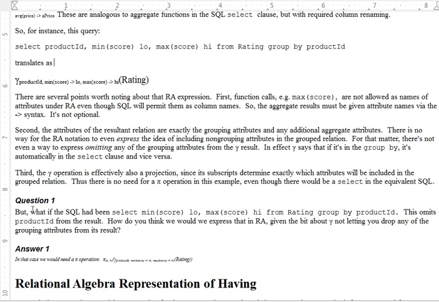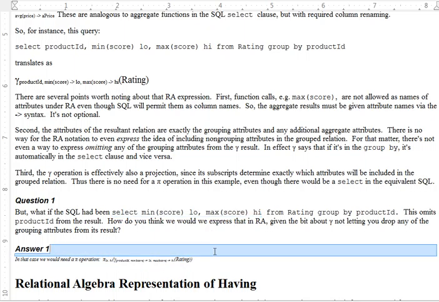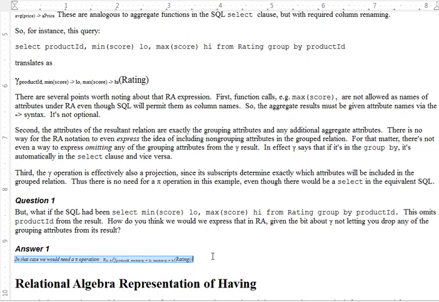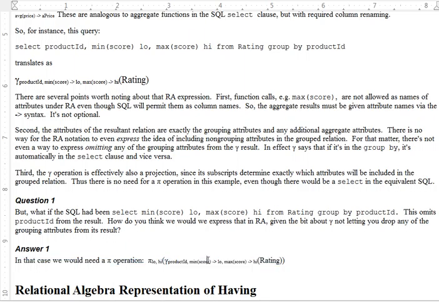So question 1. What if the SQL had been select min score low, max score high from rating group by product ID? This omits product ID from the result. How do you think we would express that in RA, given the bit about gamma not letting you drop any of the grouping attributes from its result? The answer then is that in that case we would need, in fact, a pi operation. We would have to apply pi or projection low, high on the result of the gamma operation to trim out that product ID.